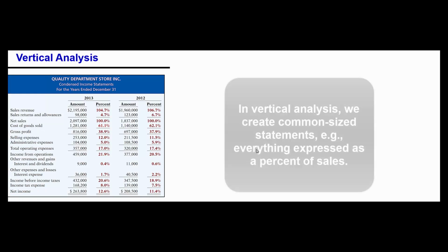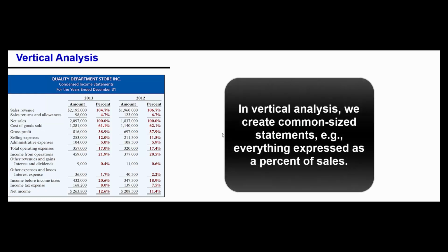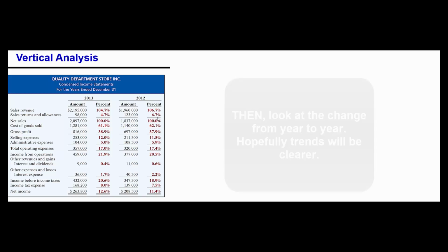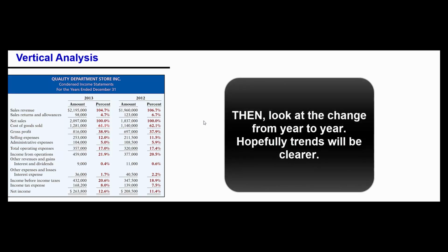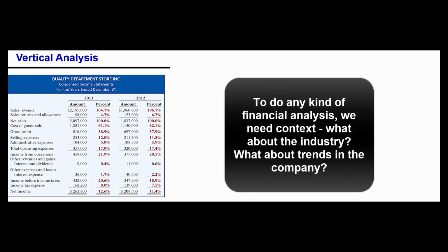Another technique is called vertical analysis. Create common-sized financial statements. So for the income statement, take everything and express it as a percent of that year's sales. Then look across and do a horizontal analysis. So this company last year had net income of 11.4% of sales, and now it's up to 12.6% of sales. Looks like a good improvement, but once again, we need more context. What's happening to the rest of the industry and what's been happening to this company previously.